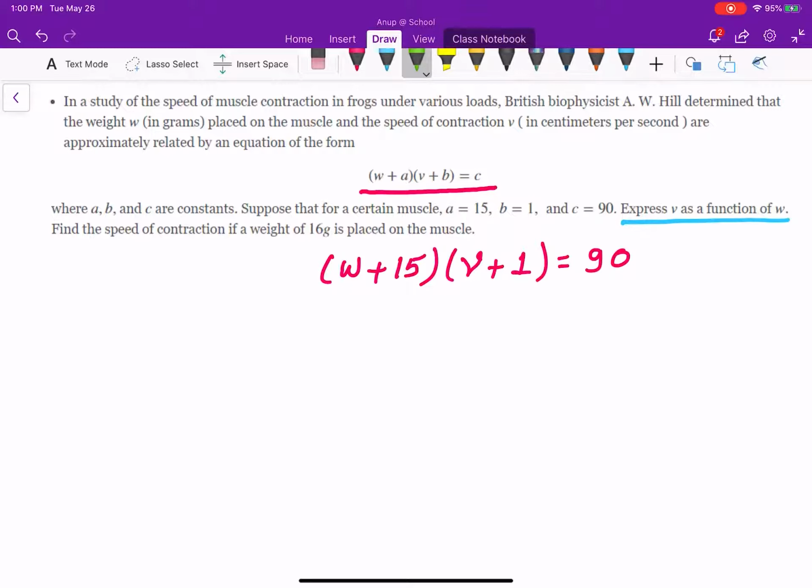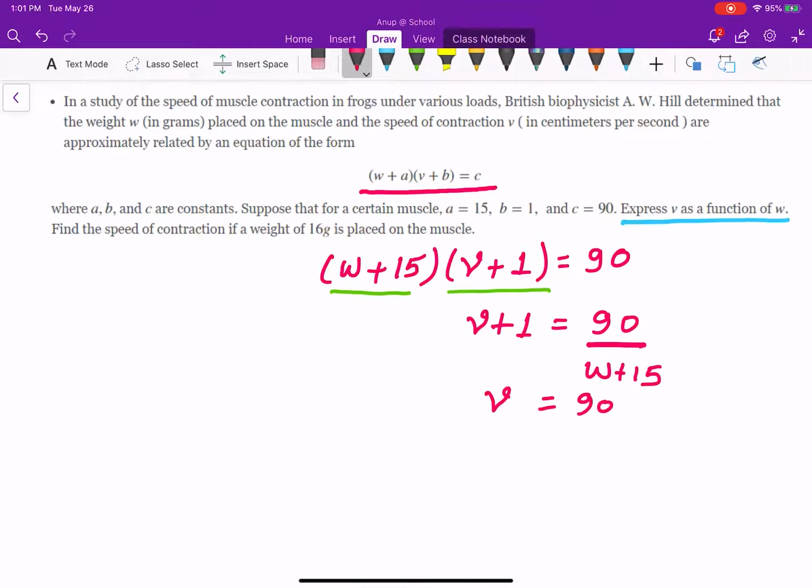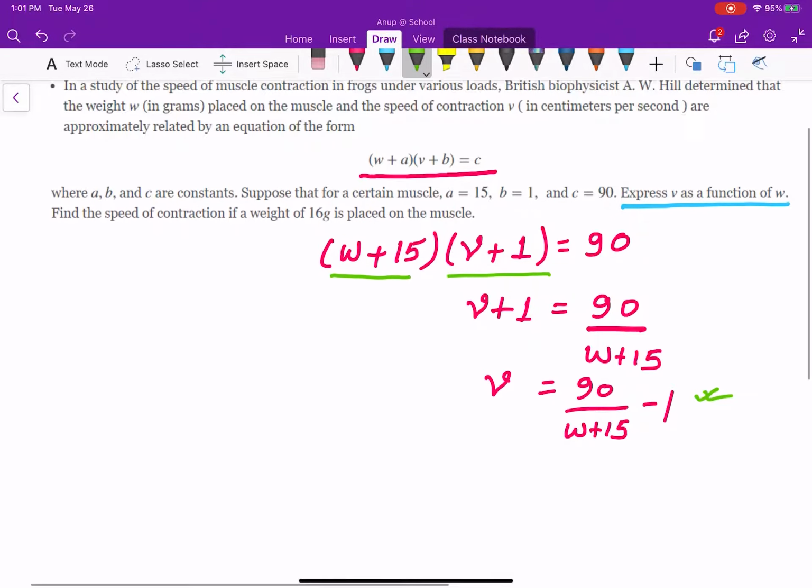And you can clearly see here that there are two factors, one that looks like W plus 15 and another that is V plus 1. If we need to solve for V in terms of W, then the easiest idea is to divide both sides by the factor W plus 15. When we do that, we get this. And when we subtract 1 on both sides, we get 90 over W plus 15 minus 1. And this is already a function of W. So we already expressed V as a function of W.